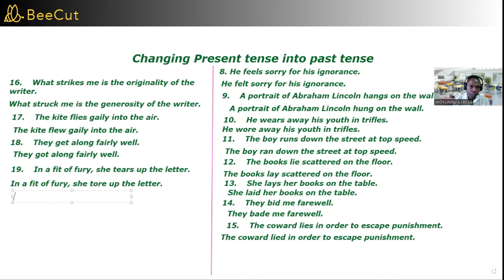And the last one: I know him for an American. So we have to look at the verb know, which changes to knew. Knew him for an American. So, I knew him for an American.